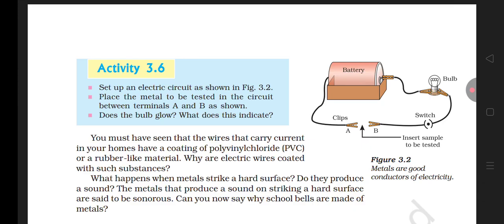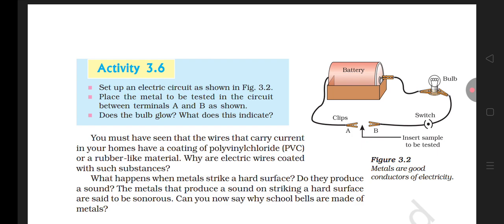You must have seen that the wires that carry the current in your home have a coating of polyvinyl chloride, which is PVC, or a rubber-like material. Why are electric wires coated with such a substance? Because see what is happening, they are carrying a large amount of charge through them. They are continuously transferring charge from one place to another. So there is a need to coat them with rubber material, because if we touch them without any precautions, we could get an electric shock. So that's why they are coated with rubber-like material.